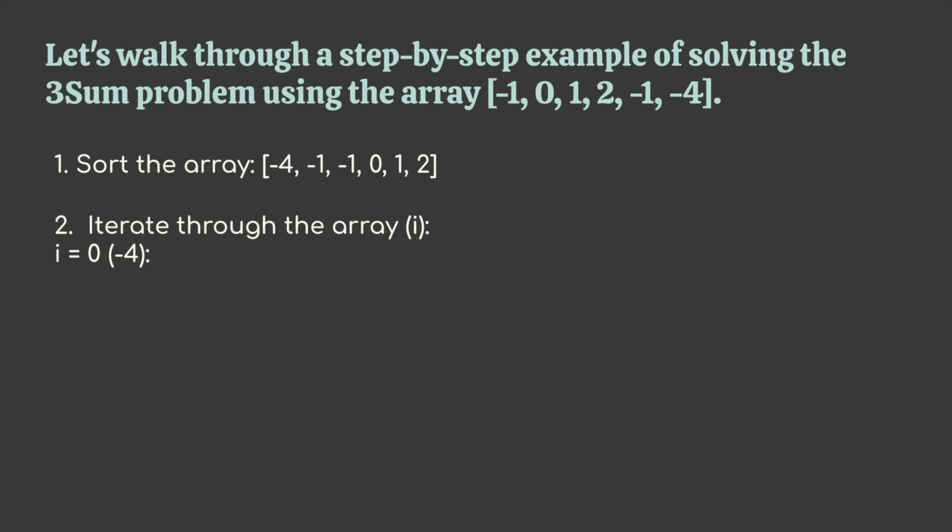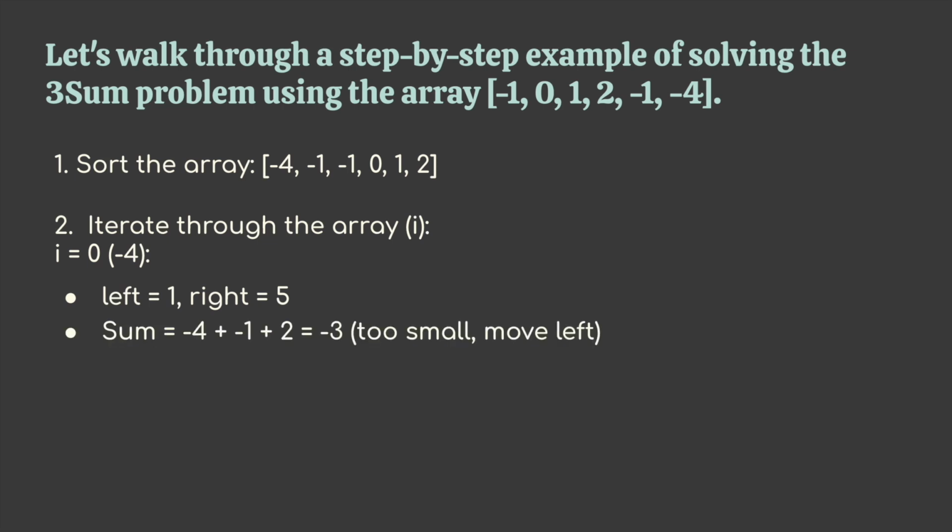We start with i equals 0, which points to the number -4. Our left pointer is 1 because it's i plus 1 to start with, and our right pointer is 5, the length of the array minus 1. Our first sum is -4, -1, and 2 equals -3. This is too small, so we move our left pointer.